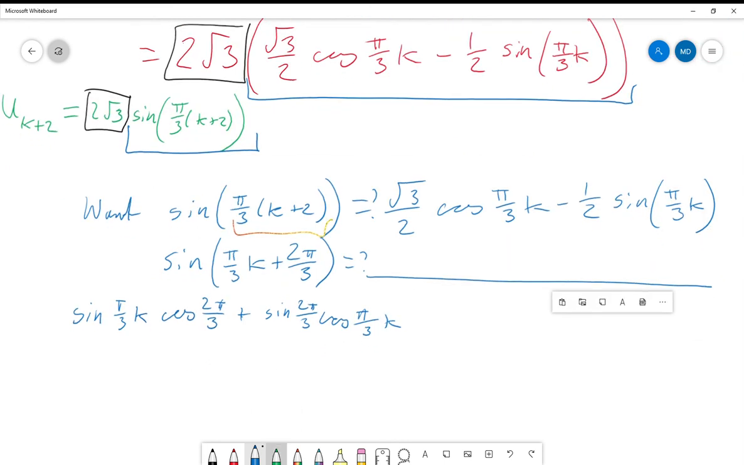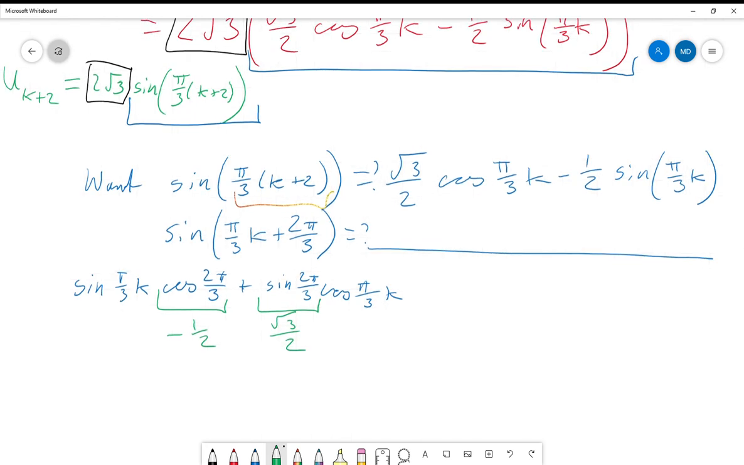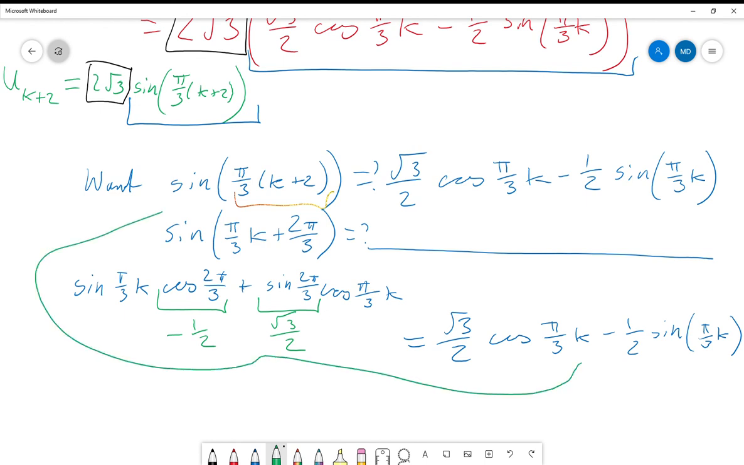And as it turns out, cosine of 2 pi over 3, you can use your calculator for this, is negative 1/2, and sine of 2 pi over 3 is root 3 over 2. And so what we get here is this is indeed equal to root 3 over 2 cosine of pi over 3k minus 1/2 of sine of pi over 3k. And if it works one way, then it must work the other. So this can be substituted for what we want.